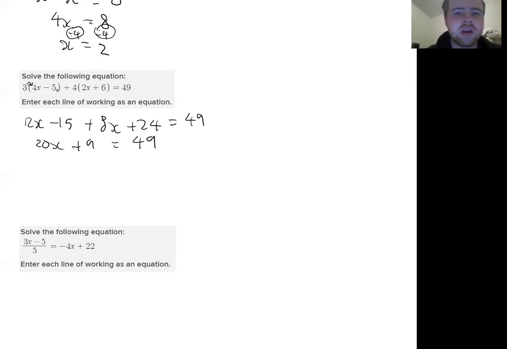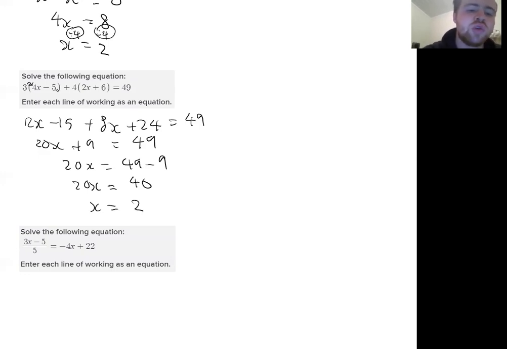Okay, and then you've got to think, what do I do now? Well, I've got x on one side. I need to get everything else to the other side. So it's going to be 20x equals 49 minus 9, which is just going to be 40. So it'll be 20x equals 40. And then the last thing we're going to do is divide both sides by 20. So it's going to be x equals 2.